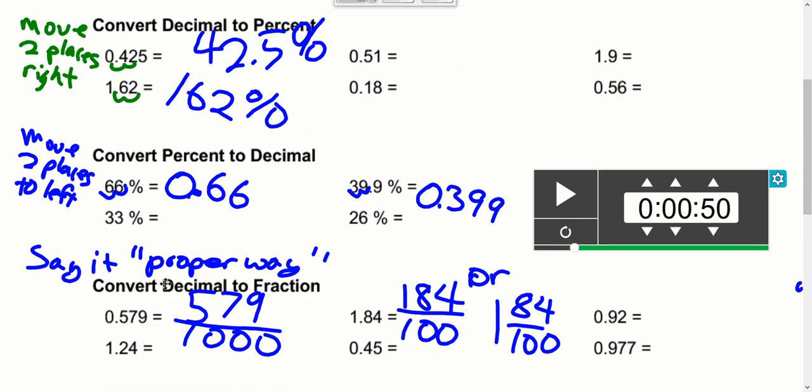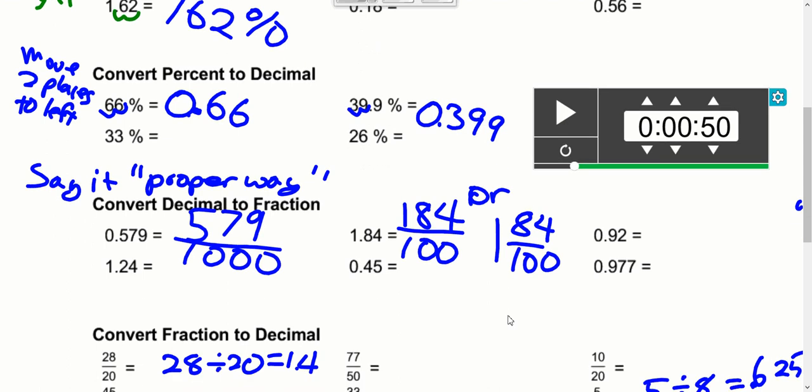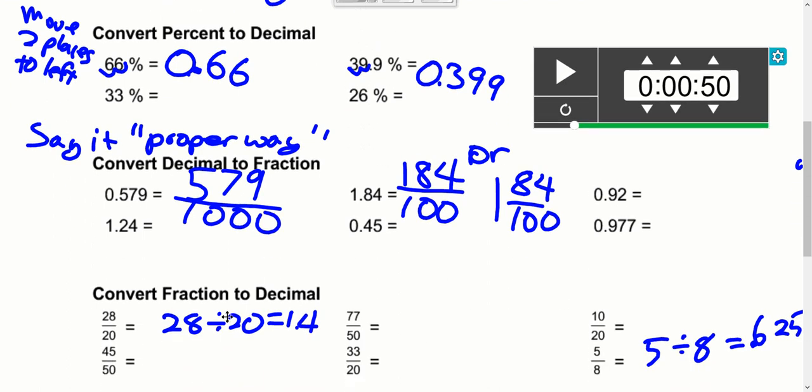On this one, converting decimals to fractions, we need to say it the proper way. So how would I say this? I know usually I would say 0.579, but it's actually 579 thousandths. All right? And then this one would be 1 and 84 hundredths, or 184 over 100. 1 and 84 hundredths, and so on. And then simplify if we need to or can.